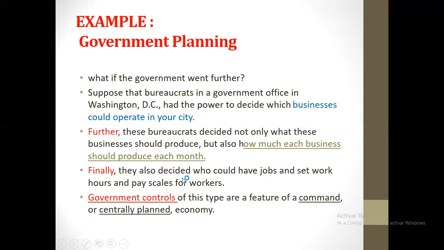Finally, they also decide who could have jobs and set work hours. They say how many hours you're going to work, and they tell you the pay scales, una escala salarial. Government controls of this type are features of a command or centrally planned economy. Okay, these are features of this type of government controls.